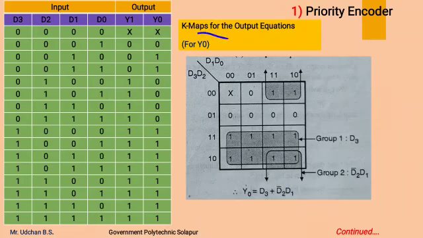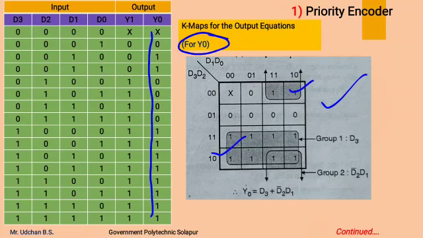Similarly, for Y0, these entries of Y0 are made available onto the K-map cells. Now here we will get 1 octet and 1 quad. For the octet, we will get the term as D3, and for the quad we will get the term as D2 bar D1. So Y0 will be D3 plus D2 bar D1.